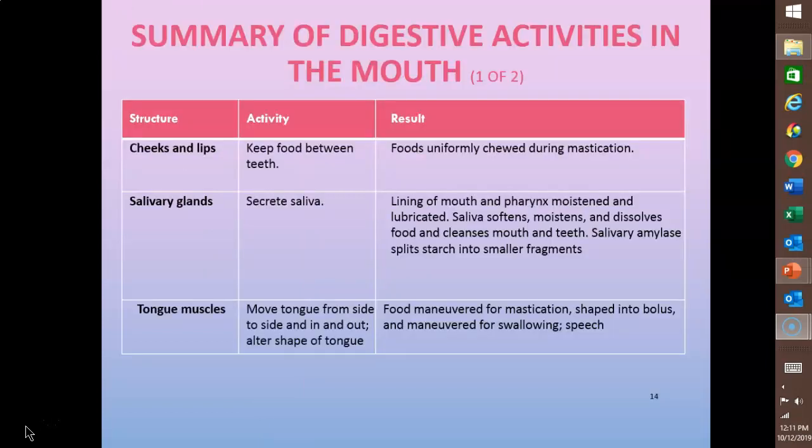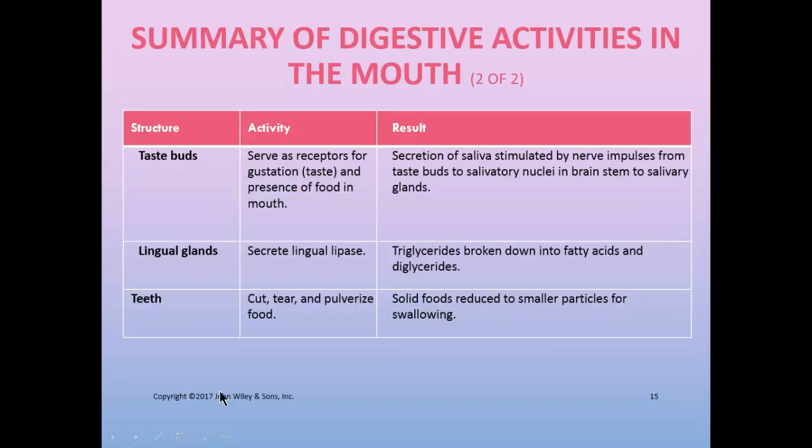This slide and the next slide give you a summary of the things we've talked about that happen as a part of ingestion. The teeth, the tongue, the lips, the salivary glands, the cheeks, the taste buds, and the lingual glands, and the way that they play a role in the digestive system. I encourage you to read over these. Of course, you know by now I'm not going to read you a table. These are included just to give you a nice little summary of these structures.